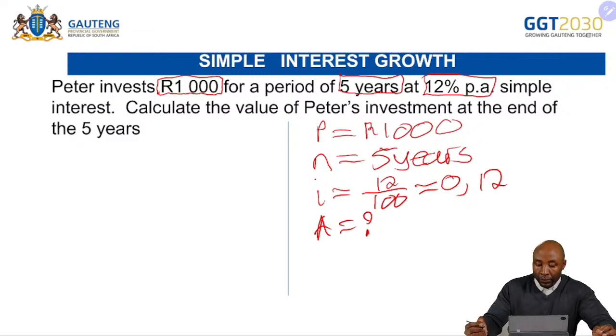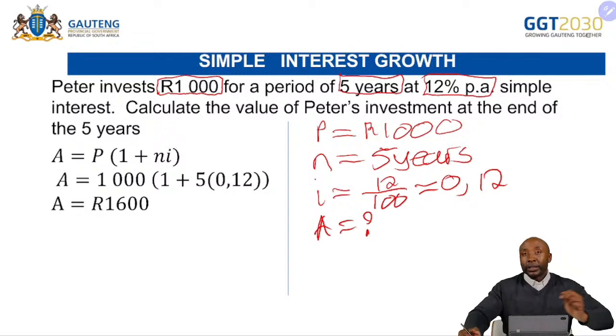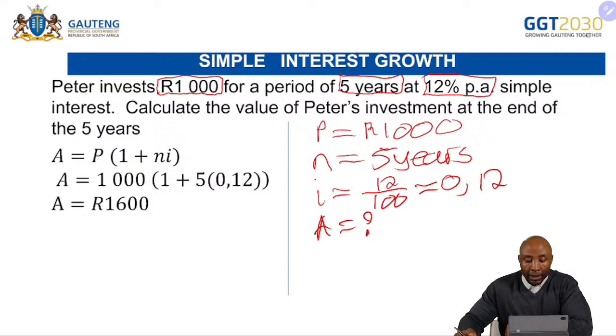So we are going to do it that way. So our A is equal to P(1 + n × i). So I'll substitute for my P, I've substituted 1,000, 1 plus my n, I've substituted 5, and for my interest, I've substituted 0.12. You punch this on a calculator, you get your final answer as 1,600 rand.